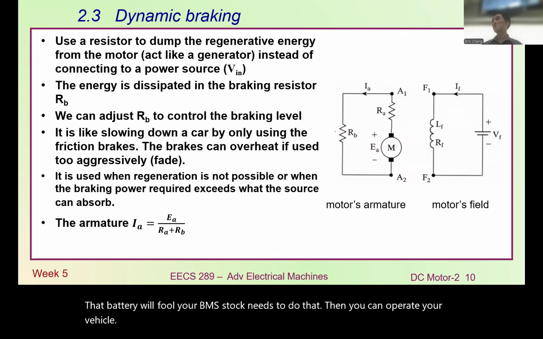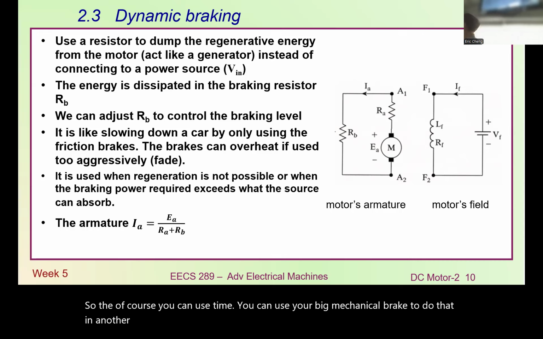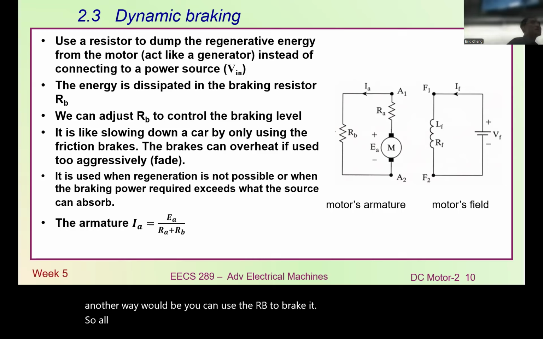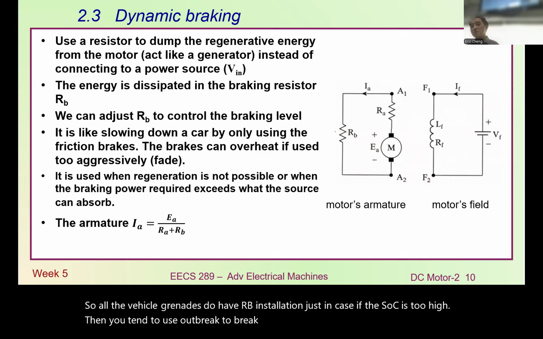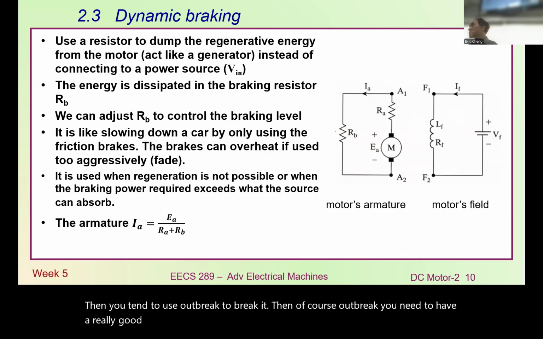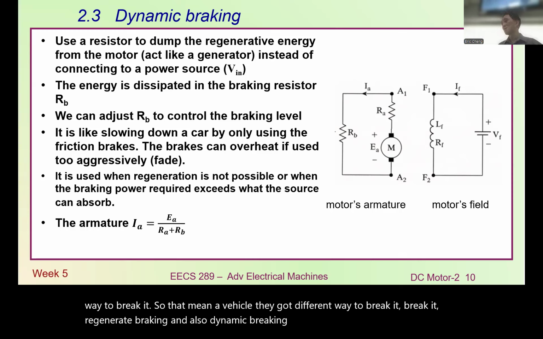So of course you can use your big pack mechanical brake to do that. And another way is you can use the RB to brake it. So all the vehicles do have an RB installation, just in case the SOC is too high, then you tend to use RB to brake it. Of course, RB needs really good cooling to make sure it does not get too hot. So a vehicle has different ways to brake: regenerative braking, dynamic braking, and of course the mechanical, the big pack, the normal thing to brake the vehicle.